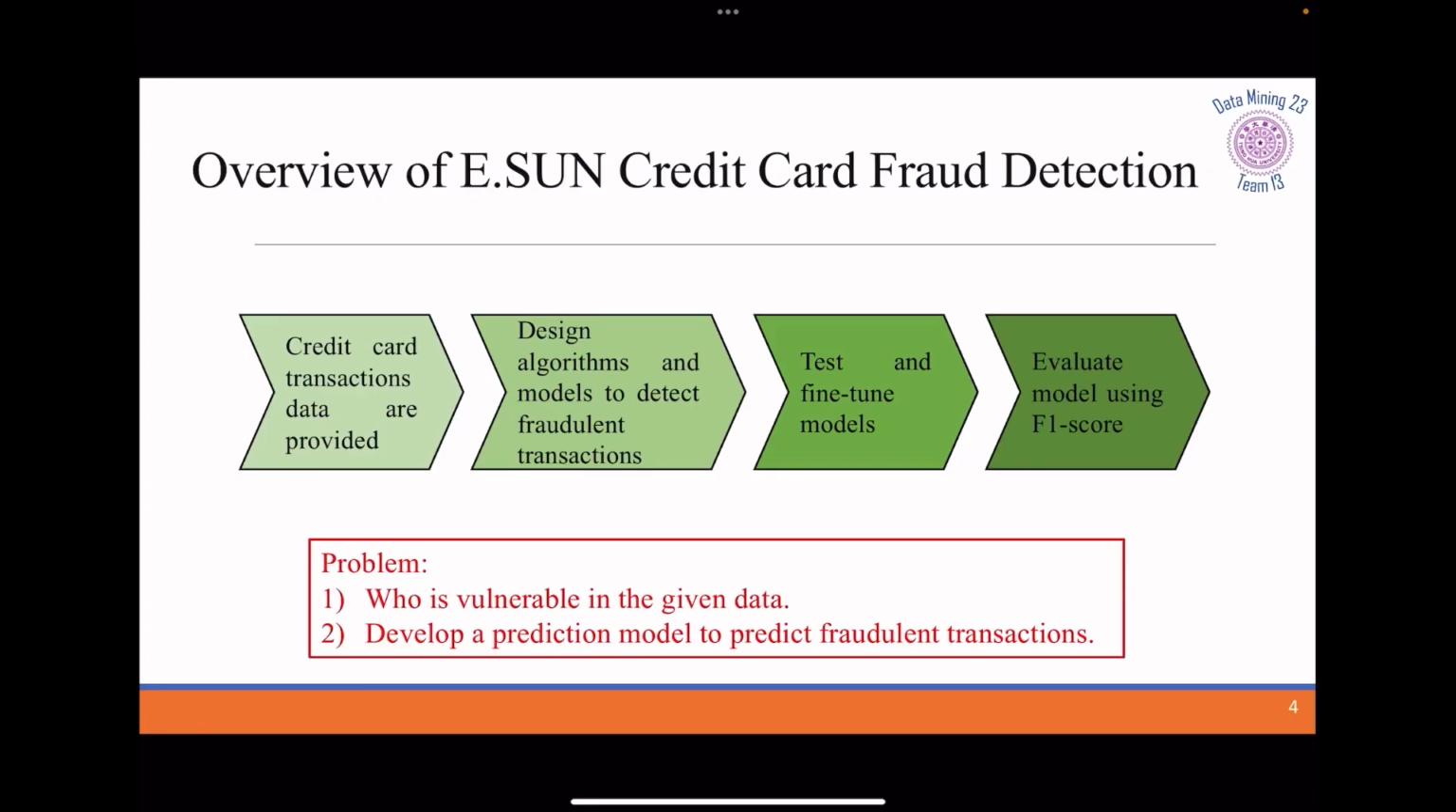So we participated in the E.SUN Bank credit card fraud detection competition, and we were provided with credit card transactions. We were tasked to design algorithms and models to detect fraudulent transactions, which we did, and thereafter we test and fine-tune our models, and last but not least, evaluate our models using F1 score. So, summarizing, the main problem is to find out who is vulnerable in the given data and develop a prediction model to predict fraudulent transactions.